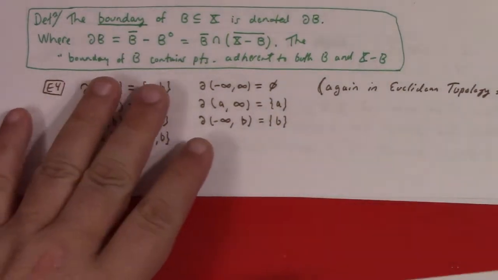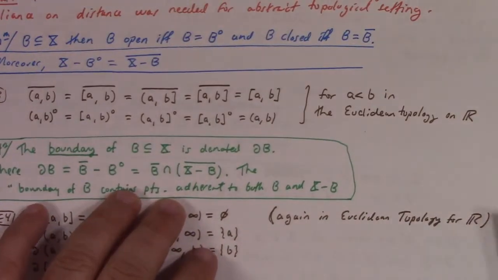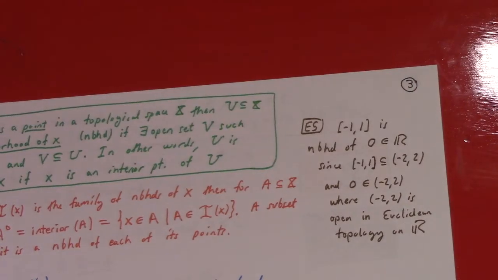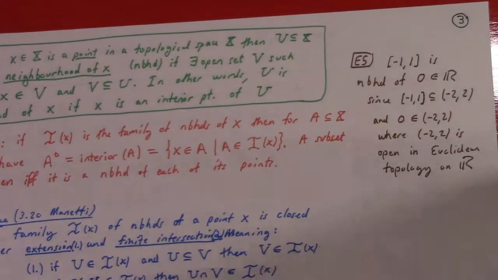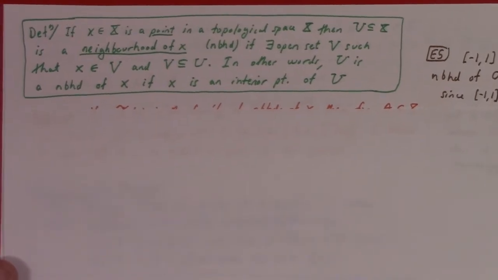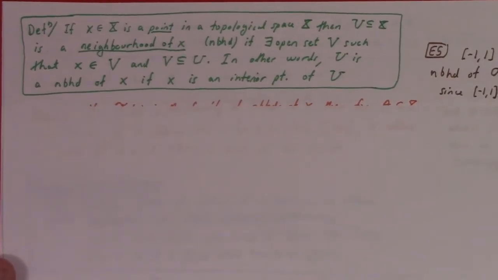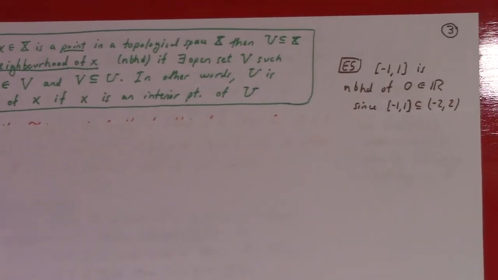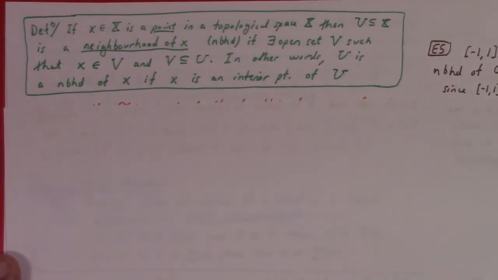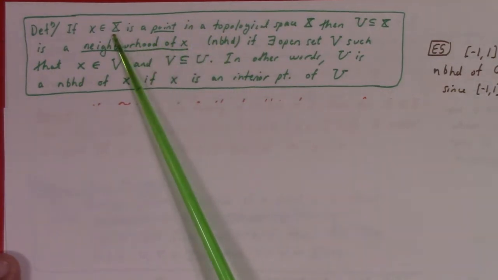But then you'd also be obligated to define the topology on such things, and I suppose we could do that, but not today. All right, so next up, this is page 3 if you're keeping score. Next up here we have the definition of neighborhood.